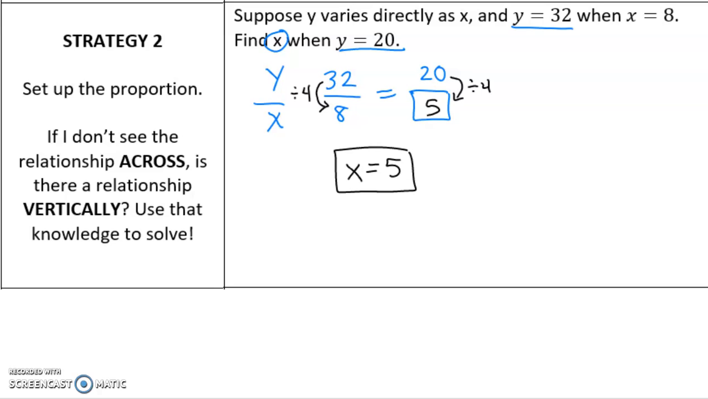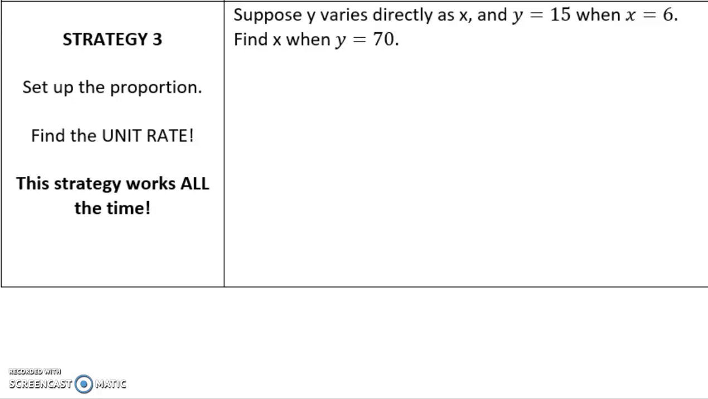So using relationships, proportions are multiplicative relationships. All right, so there's 2 strategies. Here's the third one. When all else fails, I can always use a unit rate. This will work no matter what my proportion is. So if you get stuck, if you don't remember the other relationships, you can always find the unit rate and then use that to find your missing piece.